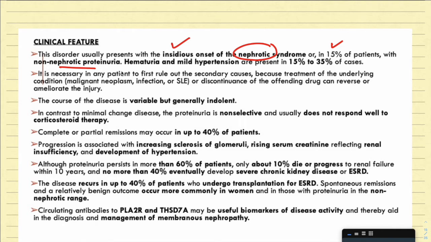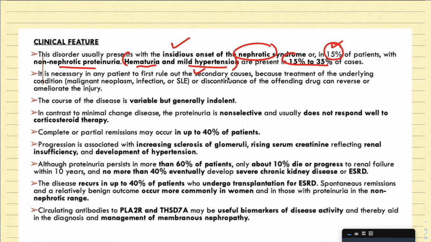But in around 15% of patients, they might show non-nephrotic proteinuria, wherein the proteinuria is less than 3.5 gram per day. Also, signs and symptoms of nephritic syndrome might be present in some cases. So the cases are not very much separate from each other. These cases might also show mild hematuria, and mild hypertension might be present in approximately 15 to 35% of the patients.